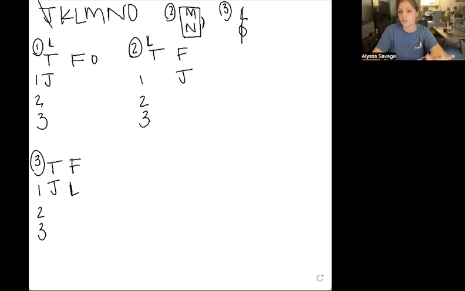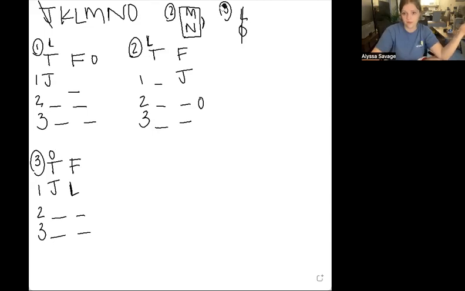Same thing with number 2. We know L is on Thursday, which is going to force O to go on Friday, in one of these 2 spots over here. And in world number 3, we know L is on Friday. That means that O is going to go on Thursday. So we can erase that rule. Easy peasy. Yay.